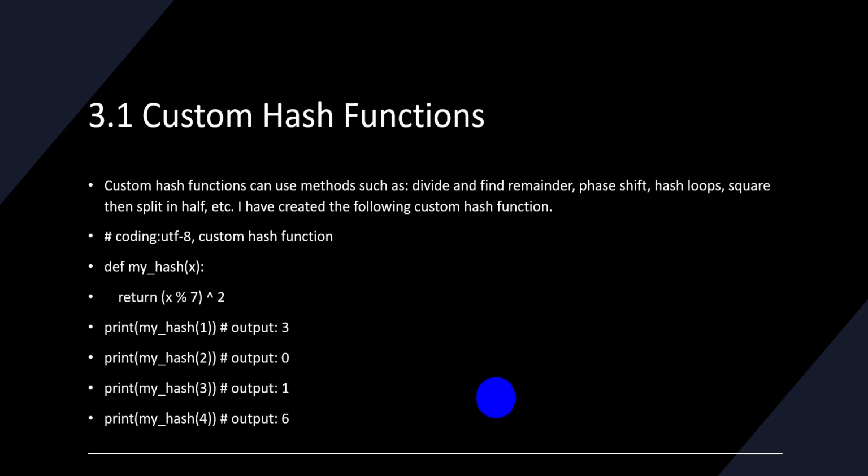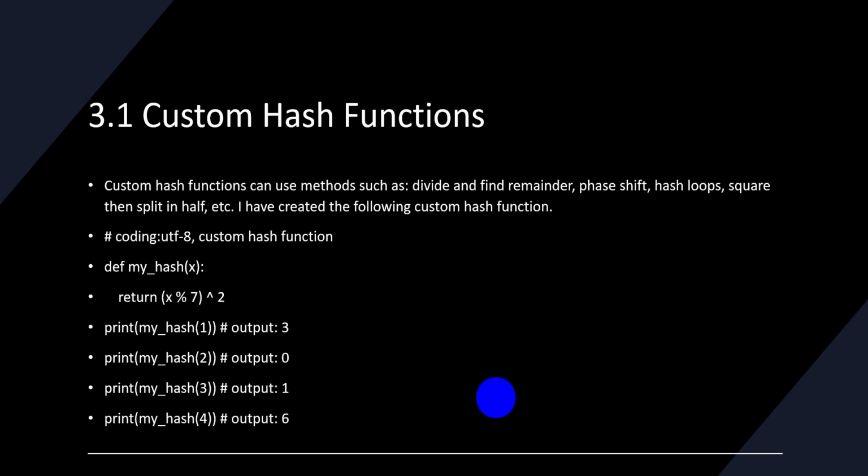Next are custom hash functions in Python. Because it's custom, we can do anything we want to it. Some methods are divide and find the remainder, phase shift, hash loops, square the number and then split the number in half, etc. I've created the following custom hash function.